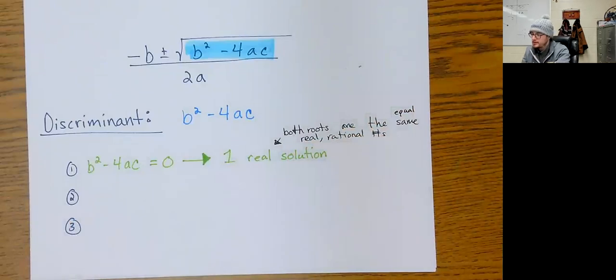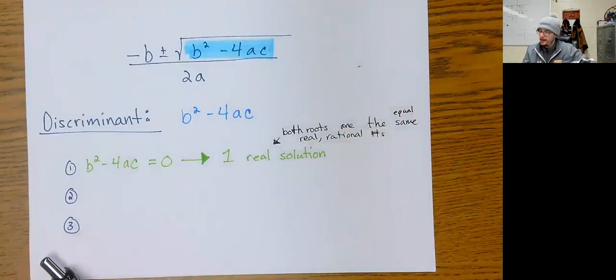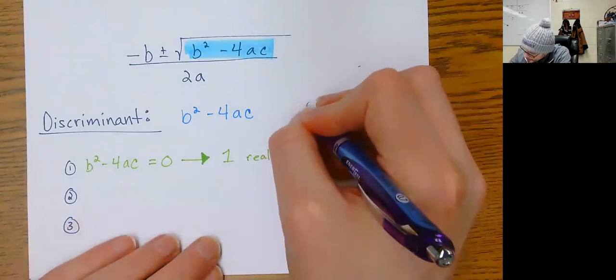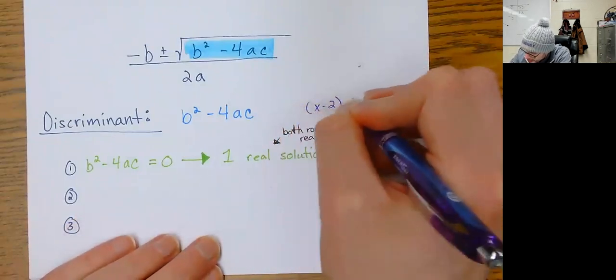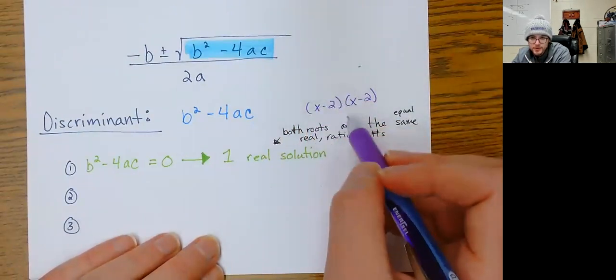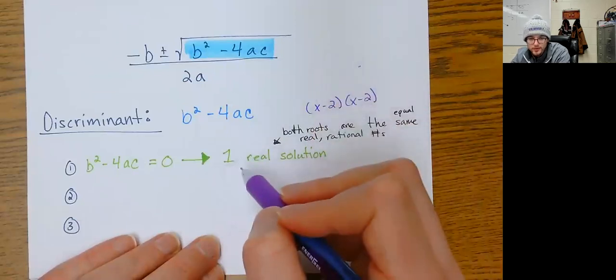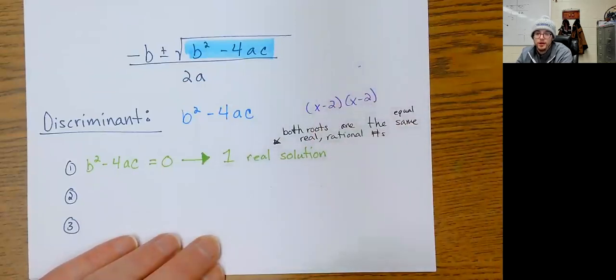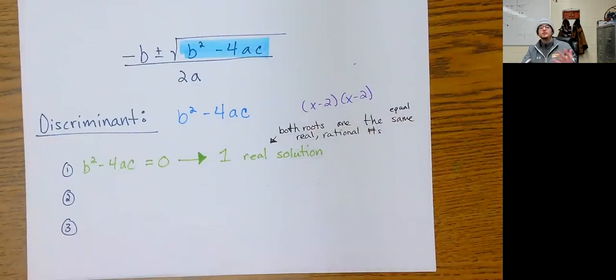An example of that would be if you factored something and got x minus 2 times x minus 2. Both of these roots are 2. So you have one solution, which is 2, but technically it's still two roots. You get one solution because 2 is equal to 2, and you're not going to write 2 twice. You write it once.